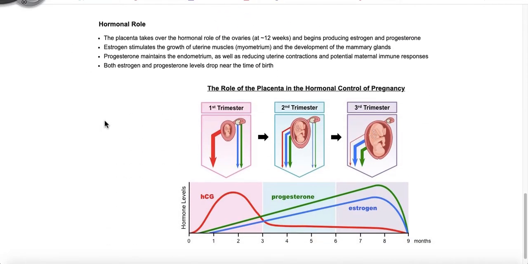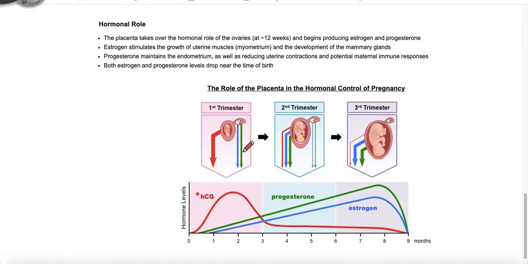So what is the hormonal role of the placenta? We see that a pregnancy is divided into 3 trimesters. The first 3 months of pregnancy are called the first trimester. Notice that at this point you have high levels of HCG because the placenta has not fully formed. The placenta is going to take over the role of the ovary, the role of the corpus luteum, around the second trimester.